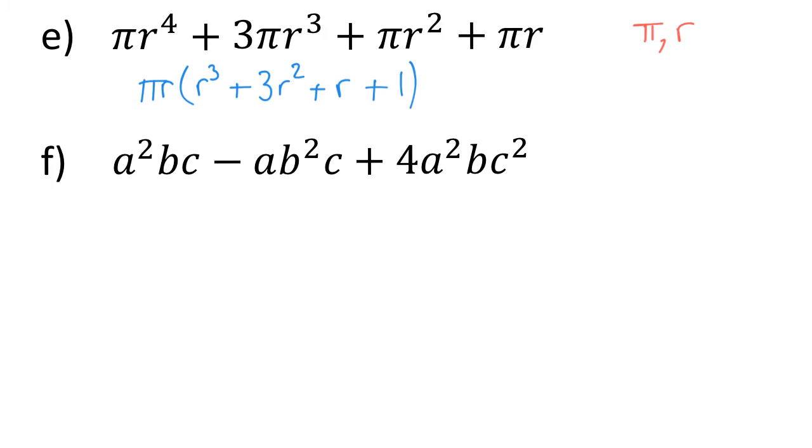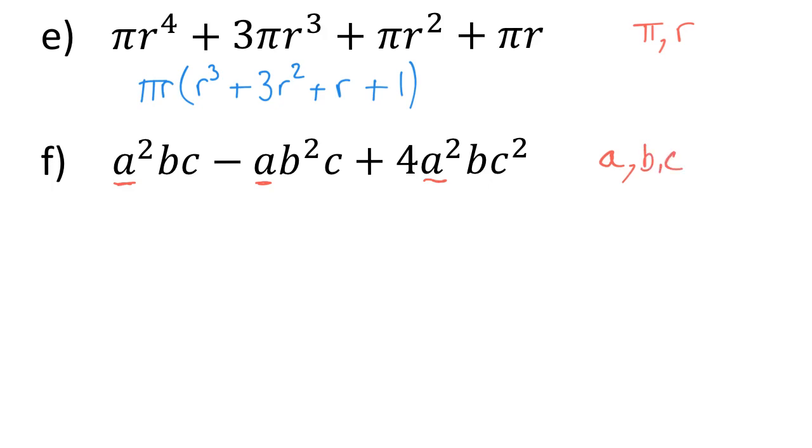F, we've got a squared bc, ab squared c, and 4a squared bc squared. So each term has an a, and the highest power of a that's common is 1. So the first term is a squared, the second term is a single a, and then there's an a squared in the third term, so there's only a single a common.